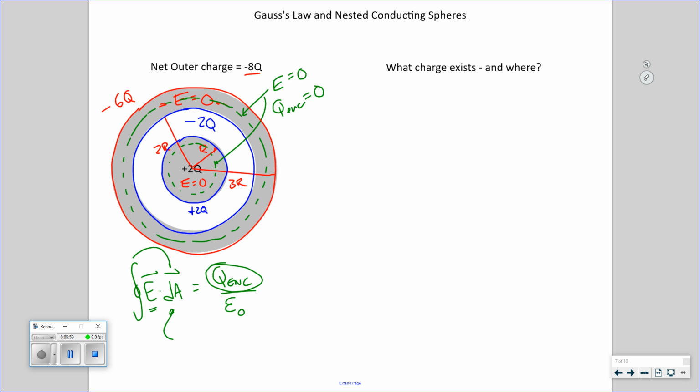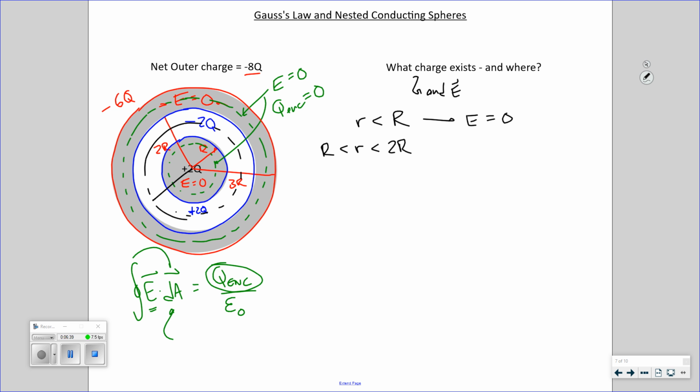Now, we also want to plot the electric field as a function of r. Let's look at a couple different regions. We know that inside radius r, the electric field is 0. Now let's look at a region between the outer surface of the inner sphere and the inner surface of the outer sphere. Here is a Gaussian surface of radius r.